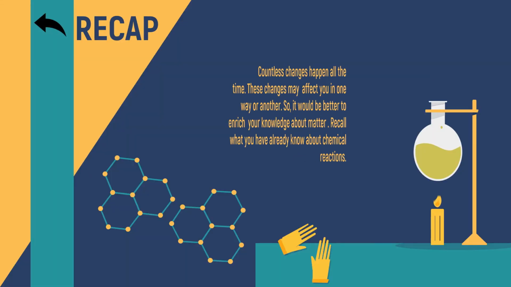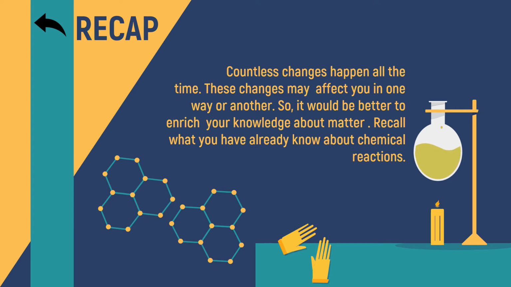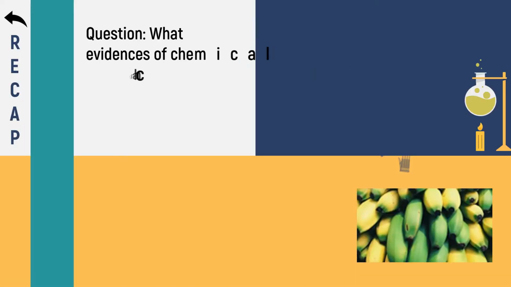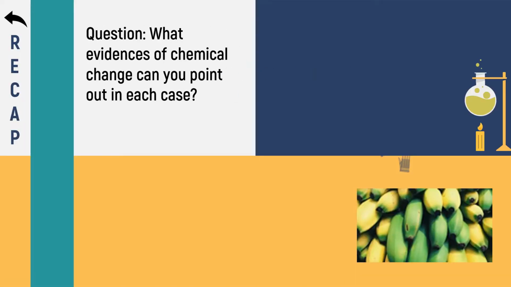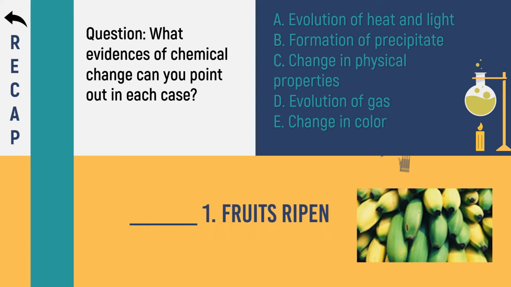Countless changes happen all the time. These changes may affect you in one way or another. So it would be better to enrich your knowledge about matter. You now recall what you already know about chemical reactions. So you will write the letter of the evidence of chemical change corresponding to the cases given below.